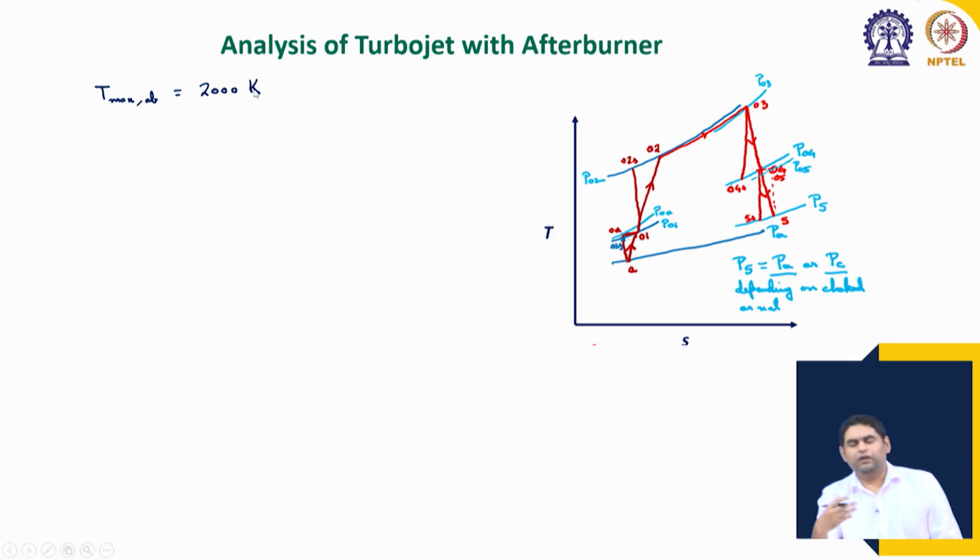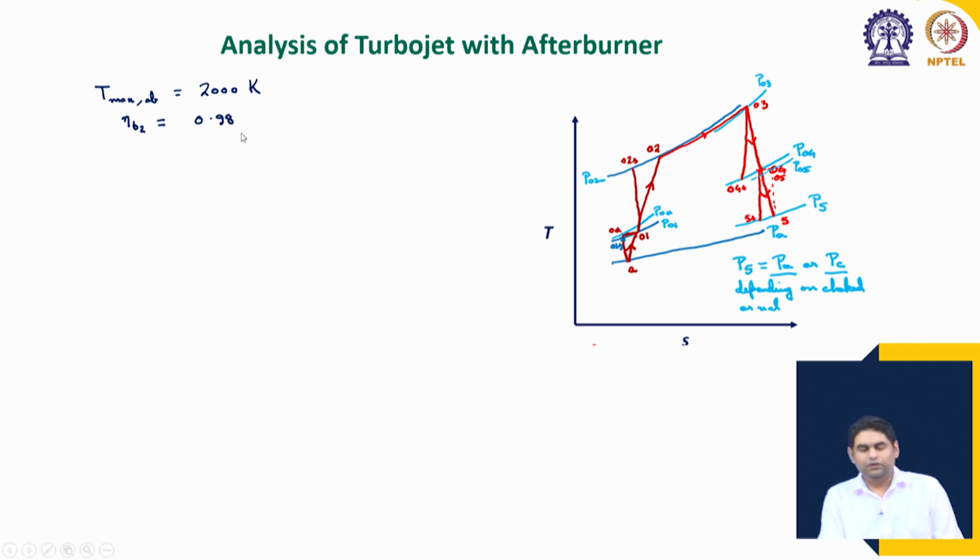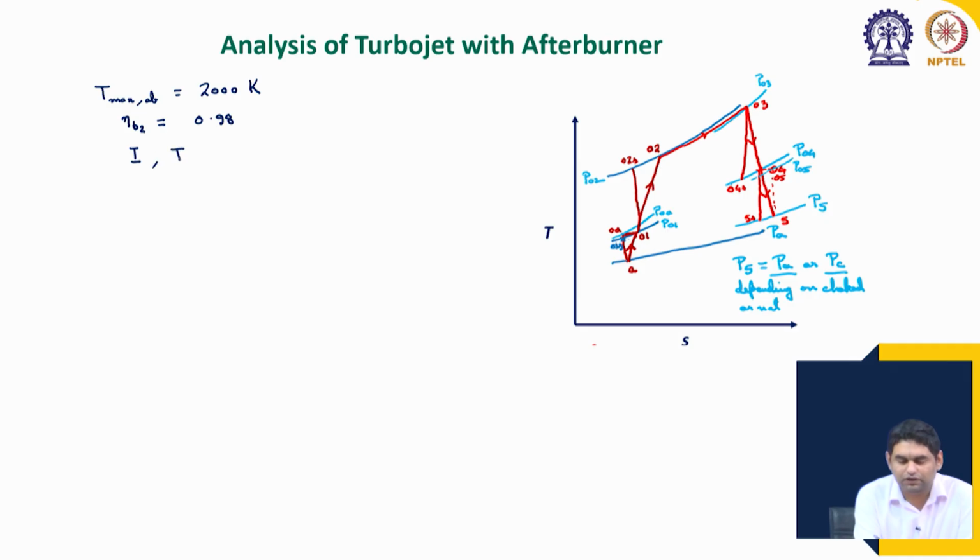We can go to very high temperature. Previously we were limited by the turbine blade material. Now, after the turbine in the afterburner section, we know that we can go to a very high temperature, so we have taken 2000 Kelvin. The combustion efficiency for the afterburning process is given as 0.98. Now we need to find, for the same conditions as previous, the specific thrust and the thrust specific fuel consumption. The same two things, but now with the afterburner running.